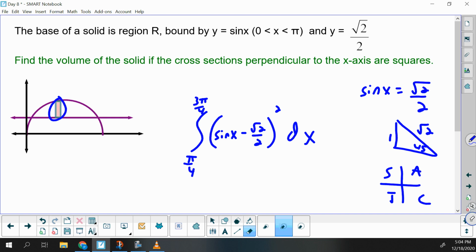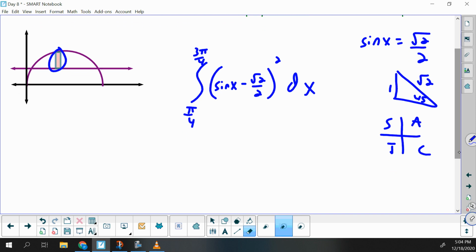And for this one, if we were to FOIL it out, we would get a sine squared x, which at this point we don't know how to handle. Okay, we are going to learn how to handle that algebraically, but right now we don't know how to handle that. So the best we could do right now is punch this in the calculator, and to the nearest thousandth, we would get 0.071.